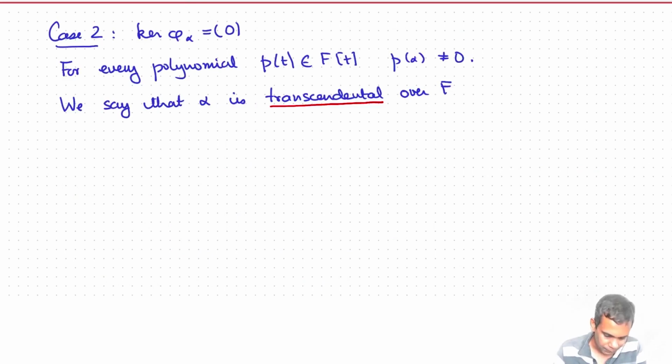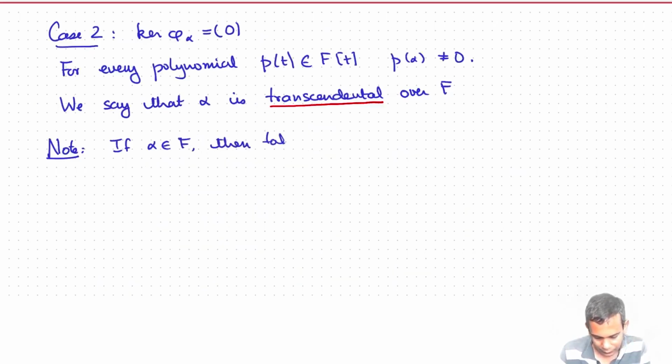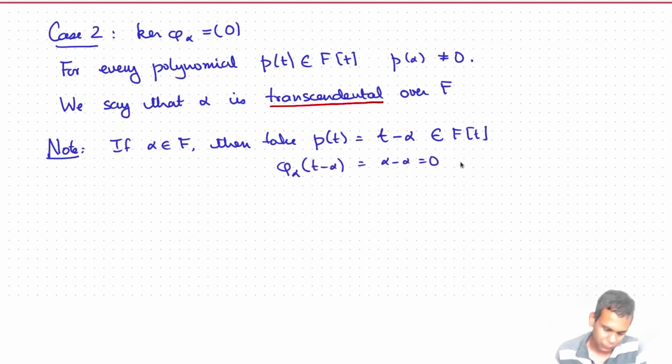Now note right off one simple fact that if alpha is in the small field F itself, if alpha belongs to F, then take P(t) to be T minus alpha. Right, that's a polynomial in F[t] because alpha is in F. And so we have phi alpha of T minus alpha. Well, that's alpha minus alpha, which is 0. So every element of F is algebraic over F. And so the only interesting question is, when an element is not in F, is it algebraic or transcendental over F? Let's look at some examples.